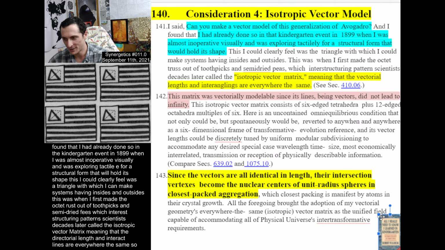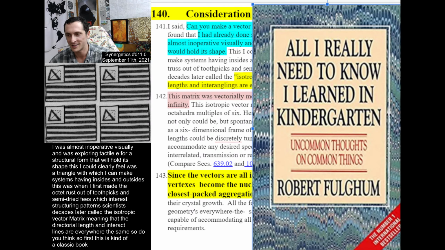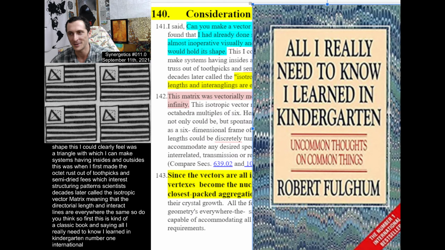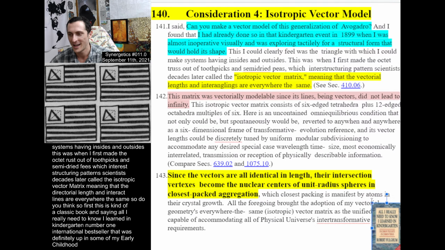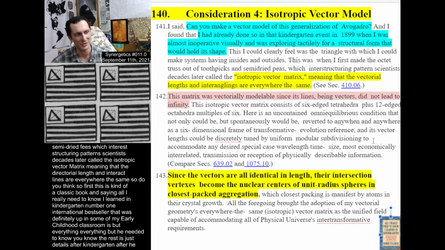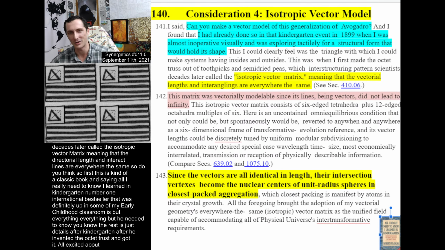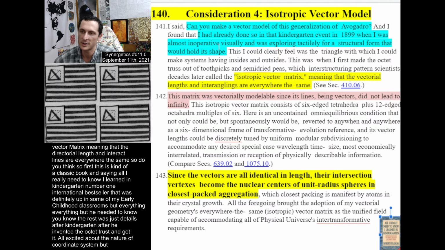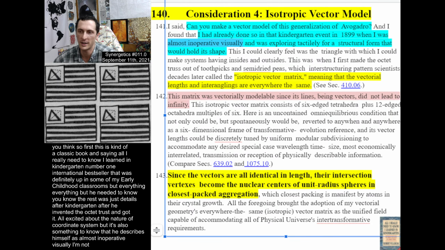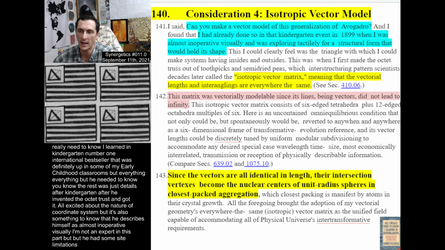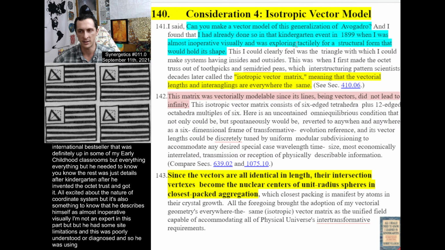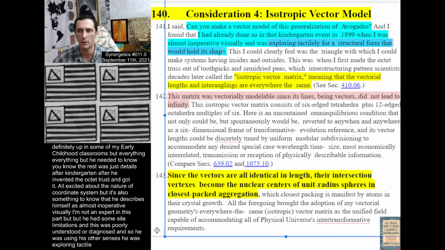So, a few things. First, this is kind of a classic book and saying: All I really need to know, I learned in kindergarten. A number one international bestseller. That was definitely up in some of my early childhood classrooms. But everything Bucky needed to know, the rest was just details, after kindergarten, after he invented the octet truss and got all excited about nature's coordinate system. But it's also something to note that he describes himself as almost inoperative visually. Now, I'm not an expert on this part, but Bucky had some sight limitations, and this was poorly understood or diagnosed. And so he was using his other senses. He was exploring tactilely for a structural form that would hold its shape.